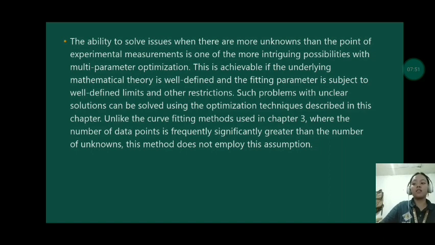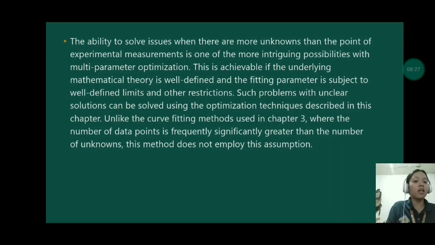The next is the ability to solve the issue when there are more unknowns than experimental measurement points, which is one of the more intriguing possibilities with multi-parameter optimization. This is achievable if the underlying mathematical theory is well defined and the fitting parameters are subject to well-defined limits and other restrictions. Such problems with unclear solutions can be solved using the optimization techniques described in this chapter.